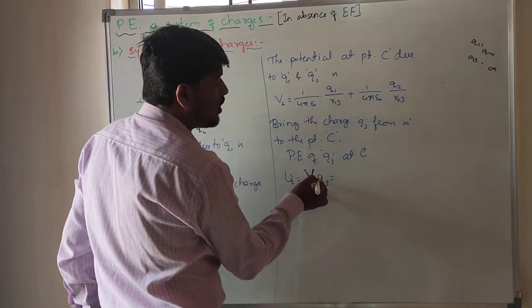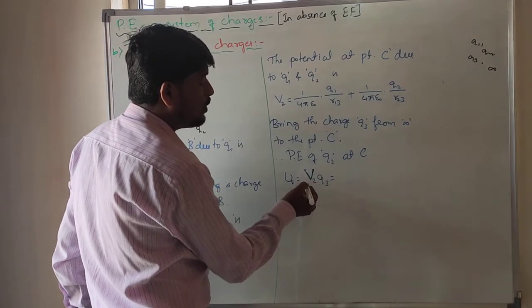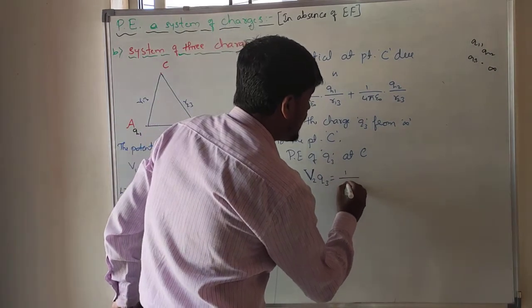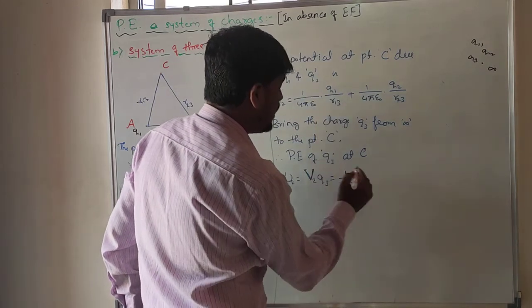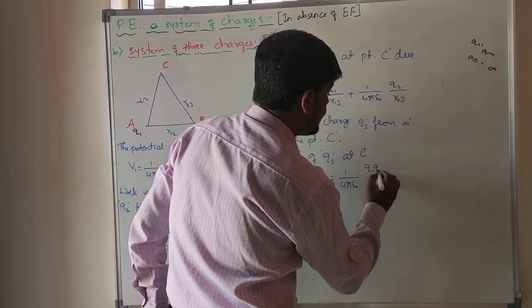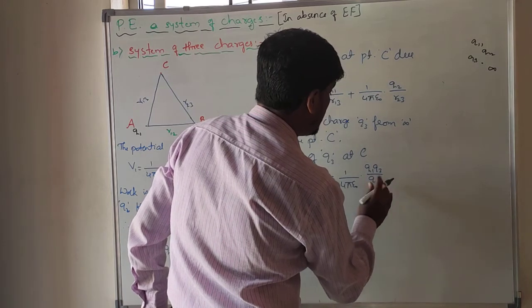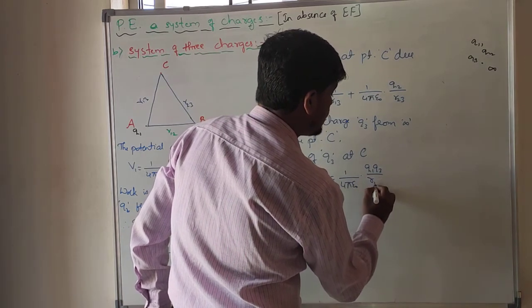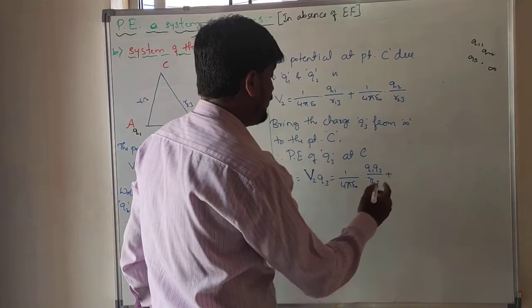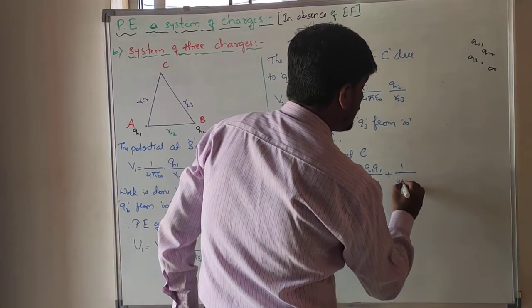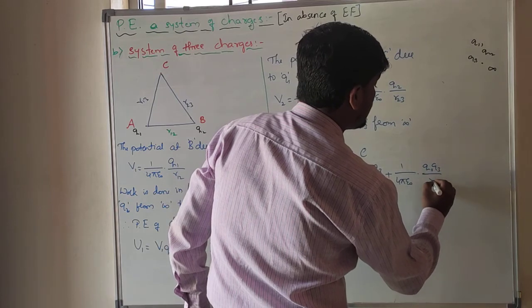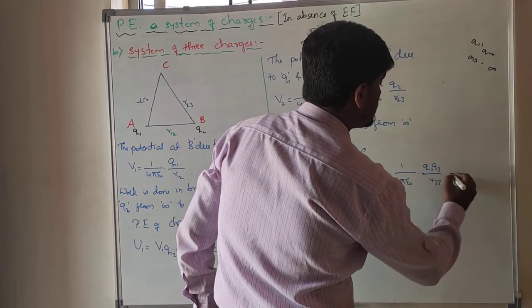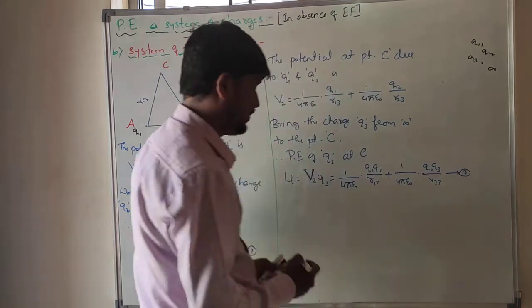So energy stored in Q3 due to the potential V2 is given by 1 by 4 pi epsilon naught into Q1 into Q3 divided by R13 plus 1 by 4 pi epsilon naught into Q2 Q3 divided by R23. This is equation number 2.